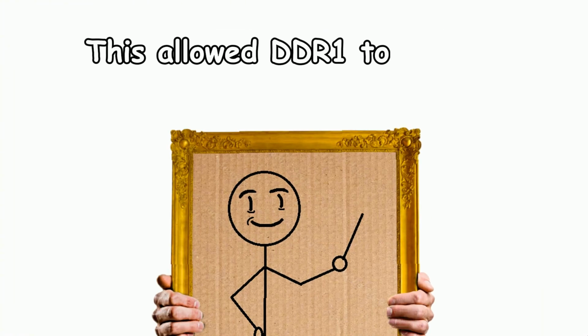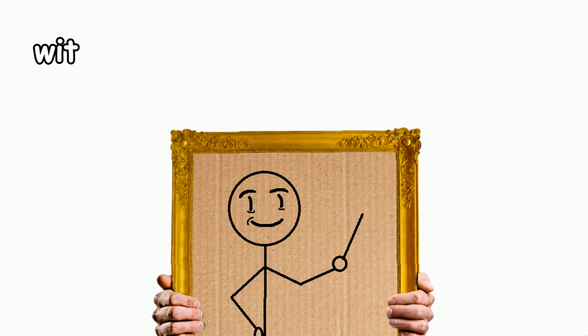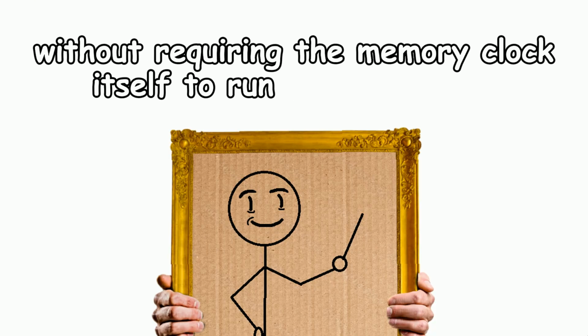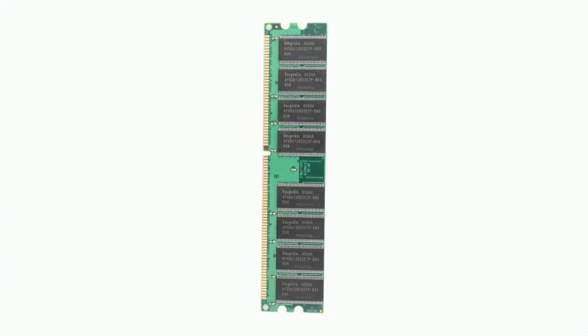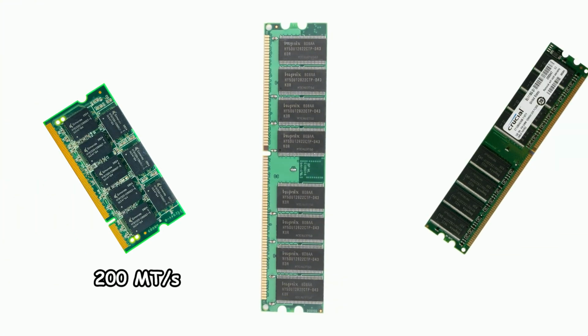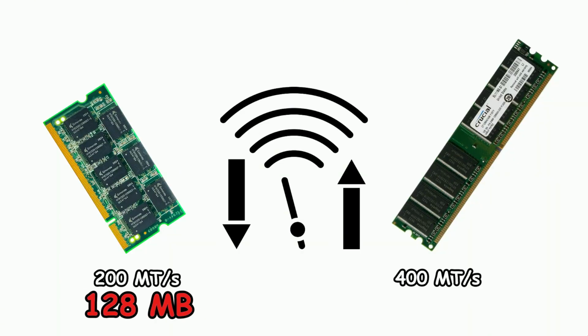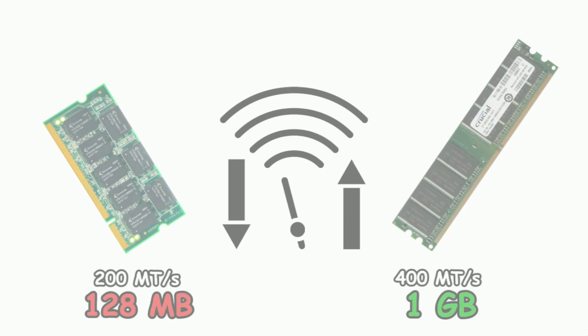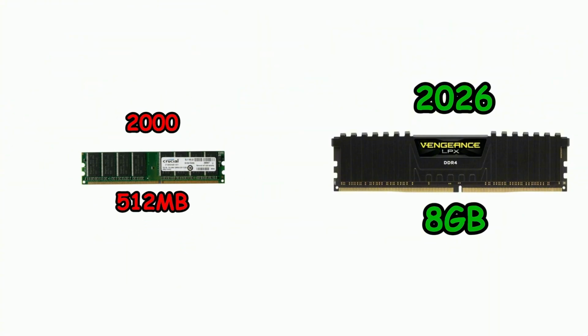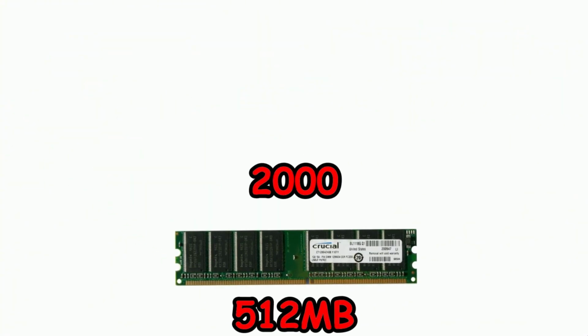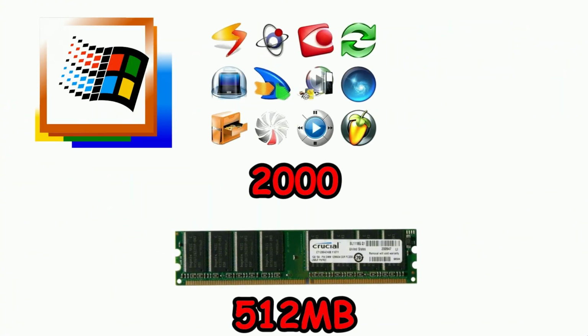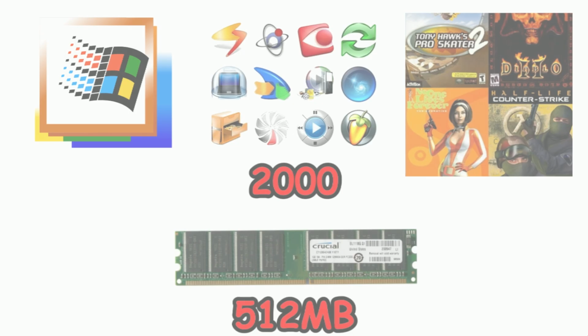This allowed DDR1 to provide more memory bandwidth without requiring the memory clock itself to run twice as fast. DDR1 was available in different speeds and capacities for its time, with common modules ranging from a few hundred megabytes to around 1 gigabyte. These capacities may seem very small today, but they were suitable for the operating systems, applications, and games of the early 2000s.